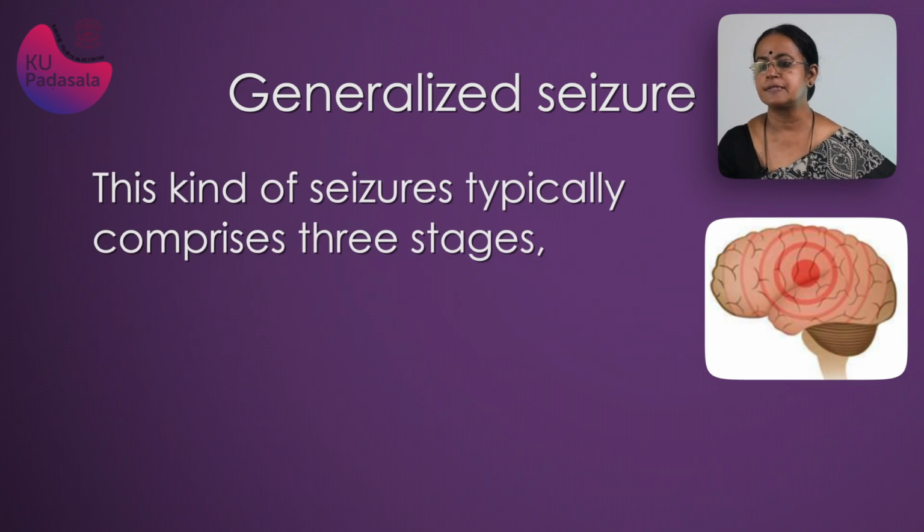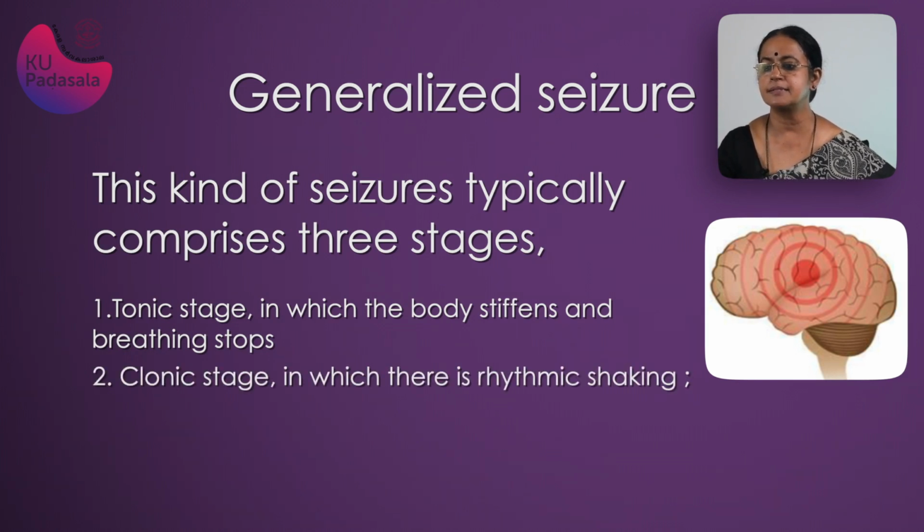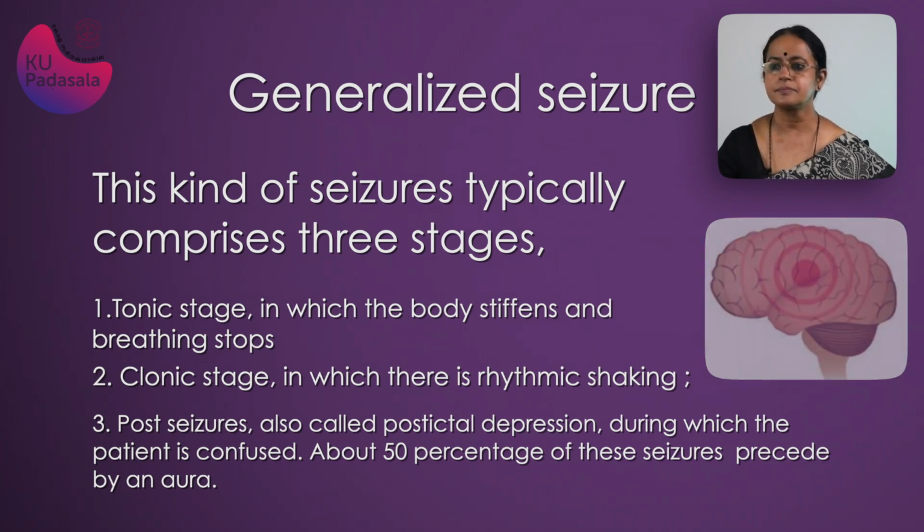This type of seizure typically comprises 3 stages. One is the tonic stage, in which the body stiffens and breathing stops. Second is the clonic stage, in which there is rhythmic shaking. And third is the post-seizure stage, also called post-ictal depression, during which the patient is confused. About 50% of these seizures are preceded by an aura. So let us study each in detail.